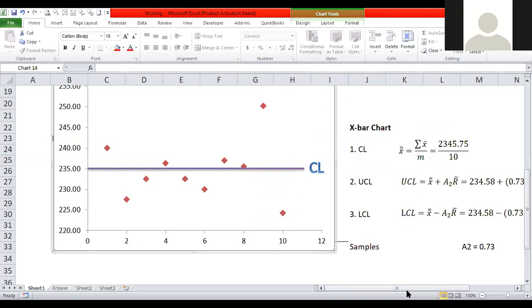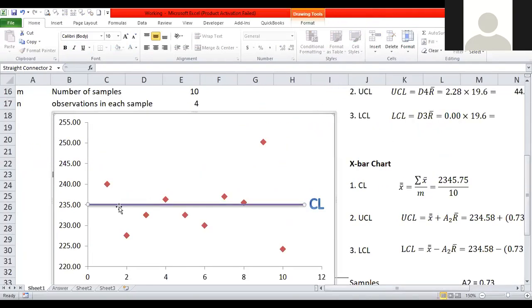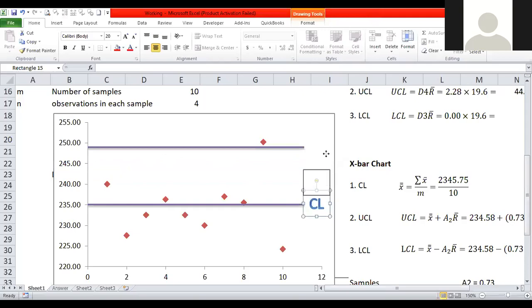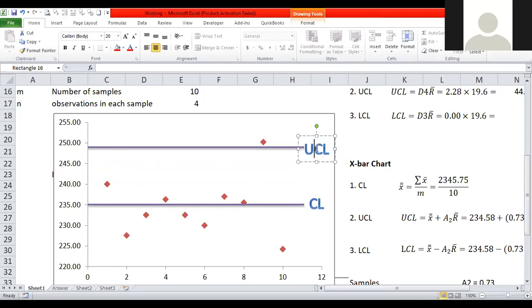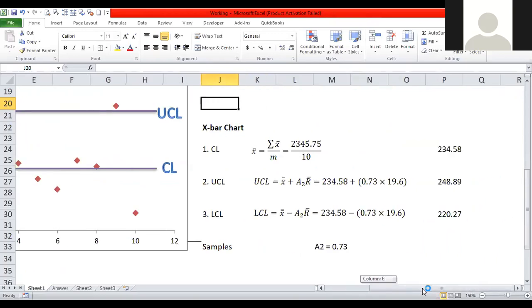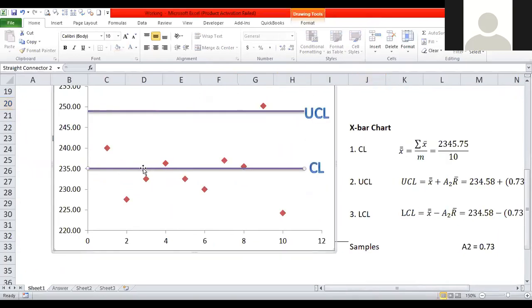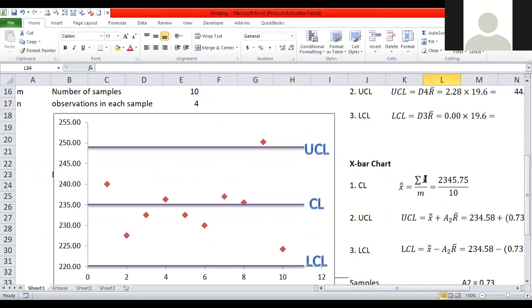Then we have to draw the upper control limit, that is 249. Upper control limit 249. Then we have to draw the lower control limit. Lower control limit is 220. So this is the X bar chart for our observations.